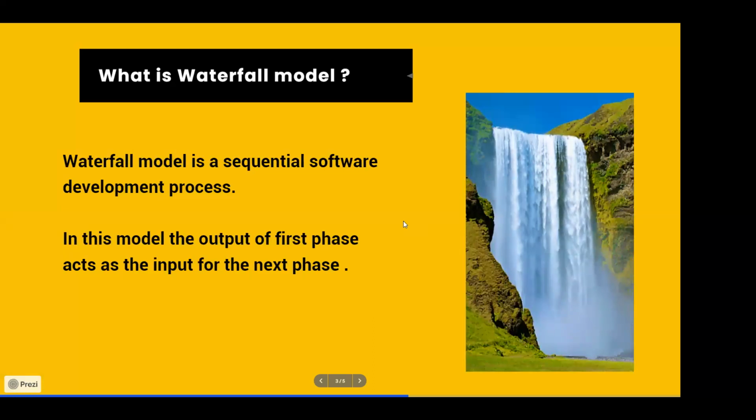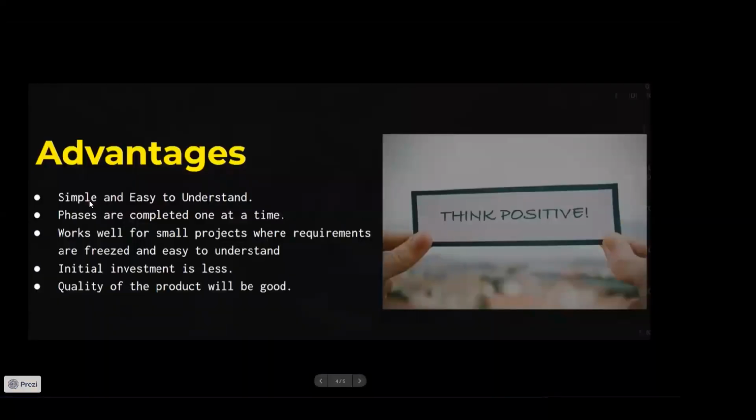Now let us see the advantages of waterfall model. First, simple and easy to understand. It is very understandable and phases are completed one at a time. In this waterfall model, when one phase gets completed, then we move on to the next phase. For example, when requirement phase is completed, then design phase. After design, development. After development, then testing, and so on. This process happens. Next, works well for small projects where requirements are clear and easy to understand.